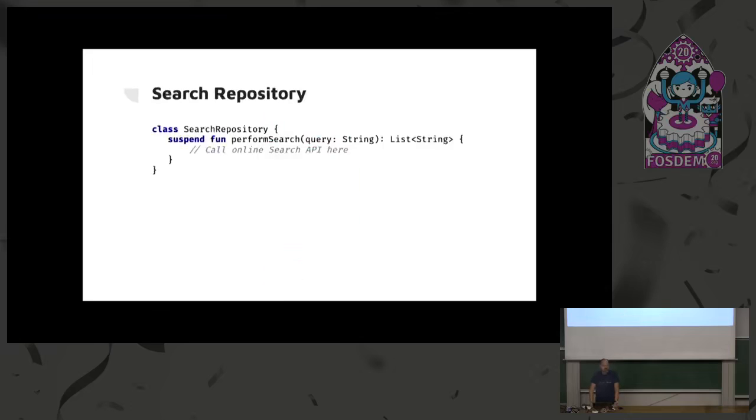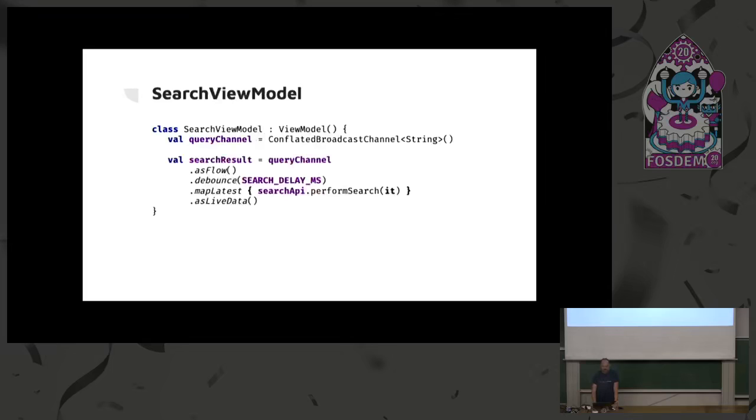We start with our basic search repository. Just perform search: we pass in a query, we get a list of strings back. Our view model has a query channel, and the query channel is of a type called ConflatedBroadcastChannel, which is a very strange word if you haven't worked with this before, but I will explain shortly what it means. What we do then is we publish a search result property. I see here that I didn't show the type of this search result, but it is a LiveData in this case, so bear with me here.